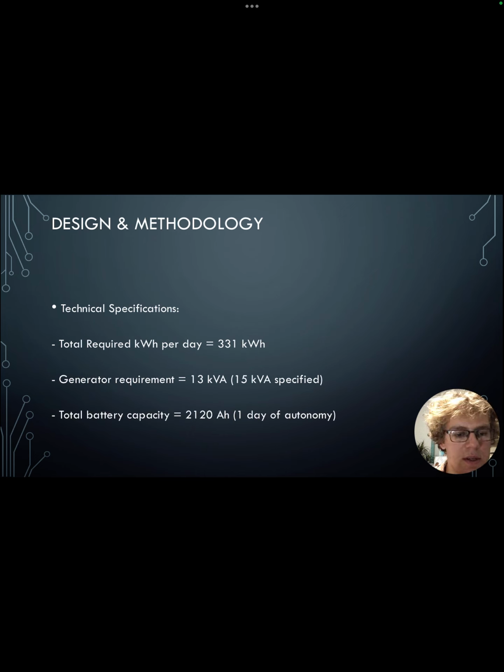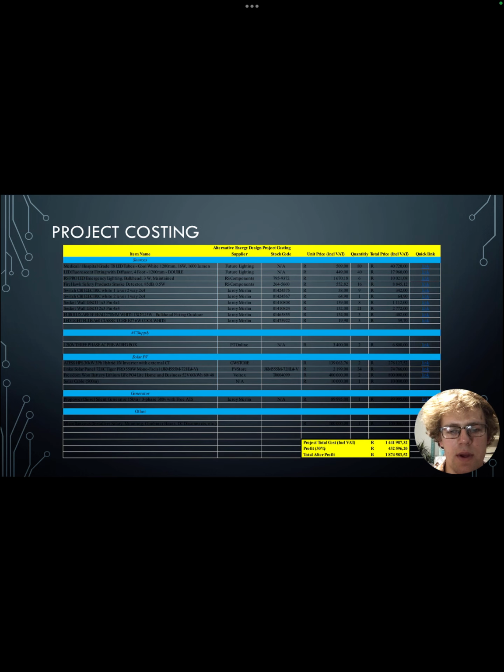The total required kilowatt hour per day is 331 kilowatt hour. That is the total per day, so it's not an instantaneous amount. The generator requirement is 13 kVA. A 15 kVA generator is specified, and total battery capacity is 2120 ampere hour. So that's 1 day of autonomy was taken into account.